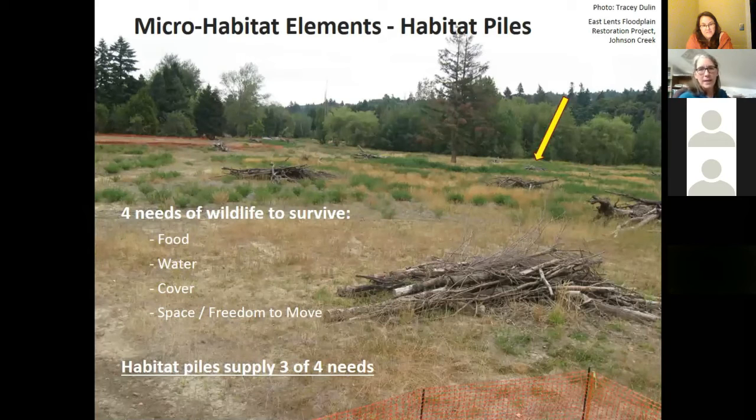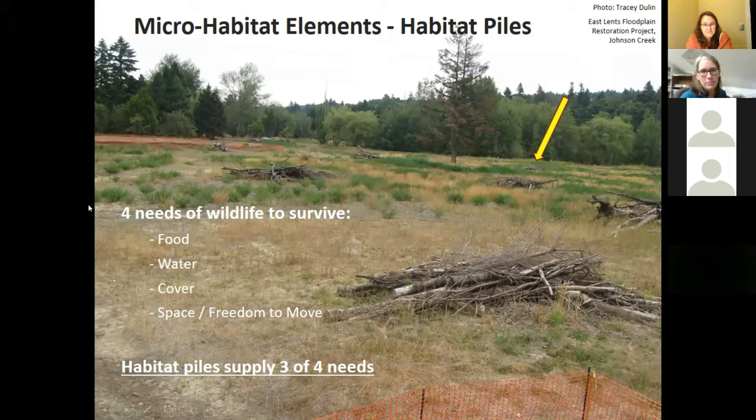Here's an example of another floodplain restoration project in Washington County. There are wetlands, but you can't see them on this particular photo. But here you can see habitat piles have been created in the floodplain, and basically what these structures do is they provide stepping stones for wildlife to move safely across the landscape from one habitat type to another.